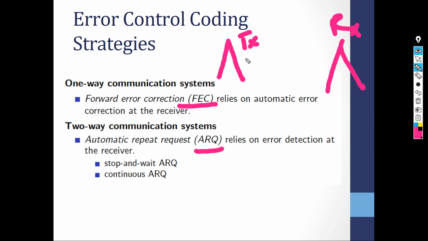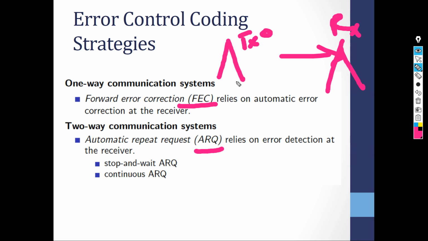If your system or your application does not tolerate delay, like real-time communication, a real-time voice call, real-time video, something that is very sensitive to delay, then it's better to use forward error correction, because forward error correction just encodes the data and sends it once. However, if you can tolerate some delay in your system, then you can use ARQ, automatic repeat request.